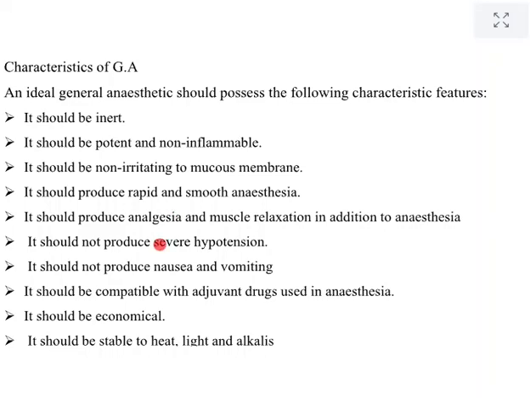Should not produce severe hypertension, should not produce nausea and vomiting, should be compatible with the adjuvant drugs used in anesthesia. We talked about you can use analgesics, you can use muscle relaxants. Should be economical, it should have a fair price. Of course, cost effectiveness. When you talk about economical, we are talking about cost effectiveness, that it has a fair price, but a good price, and of course it is safe and it has good activity.